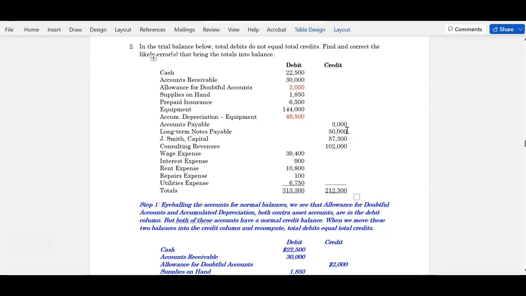Accounts payable is credit, correct. Capital is credit, correct. Revenue is credit, correct. Expenses are debit, correct. So those are two. In step one, we already got a few issues. So it's very, very important to do step one.